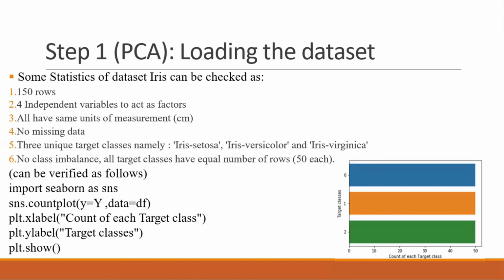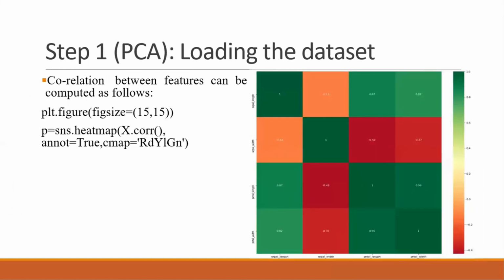And you can plot the x label and y label. plt.xlabel means that you are labeling the x-axis of the graph, and the y-axis is being labeled as target classes. You can put the labels like this, and then print the graph with plt.show. Then you can also plot the correlation graph, with annotation set to true.